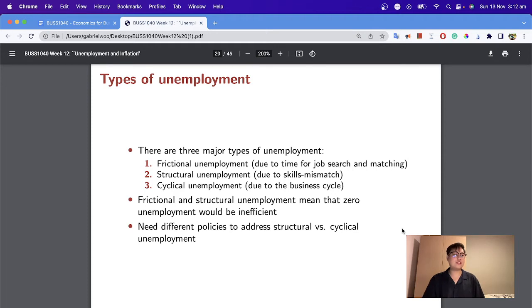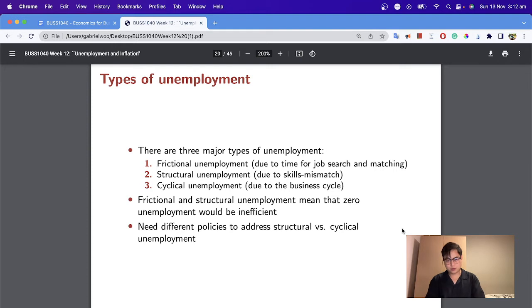Structural unemployment is when there's a skill mismatch. For example, I used to be a factory worker. However, the factory is automated, therefore I'm out of a job. That's what we call structural unemployment, when your skills do not match with the demands of the labor market.